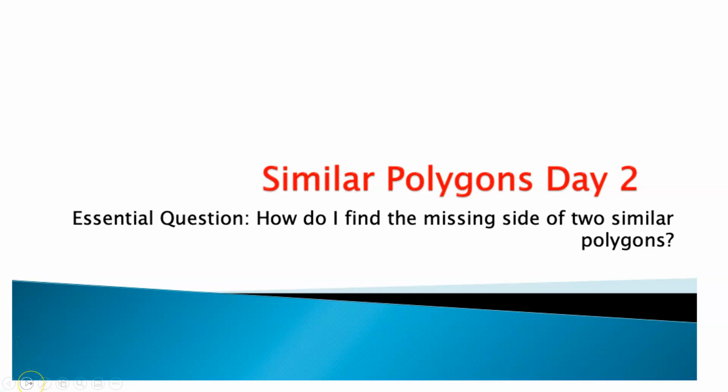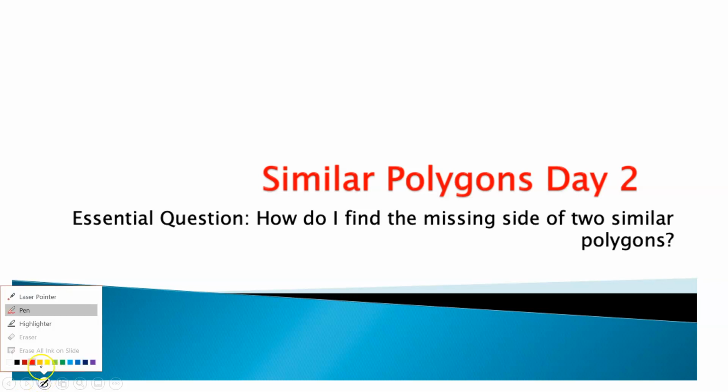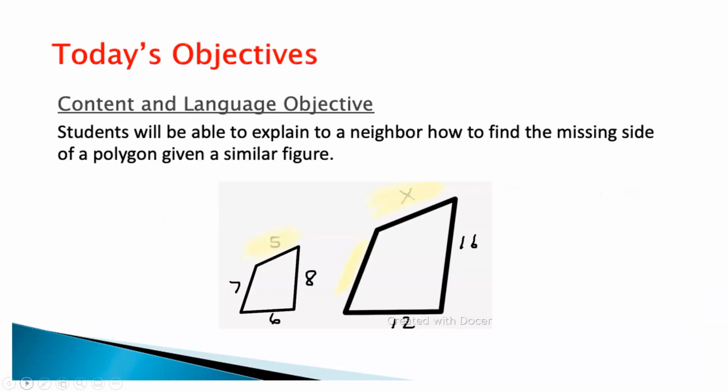Hey guys, so day two, we're still going to continue talking about similar polygons, but today we're actually going to be talking about how do you find a missing side when you have two similar polygons. All right, so let's go through and review a couple things.